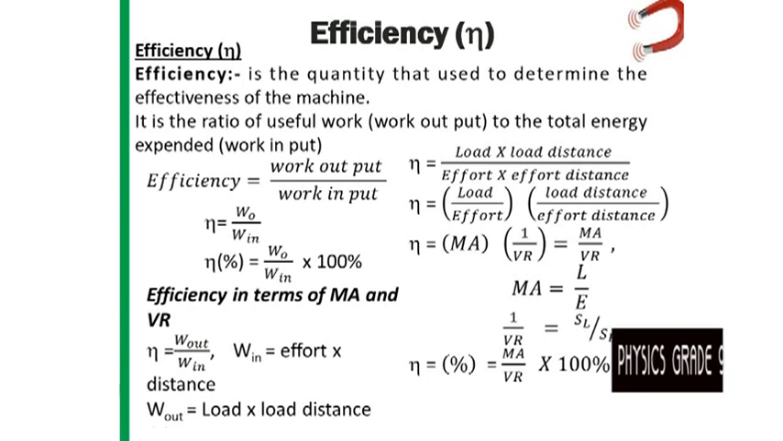Therefore, we could write the efficiency in terms of a percentage efficiency. We could just write that as MA over VR multiplied by 100%. So what we've done is we've linked the efficiency, in particular the percentage efficiency, to the mechanical advantage over the velocity ratio.